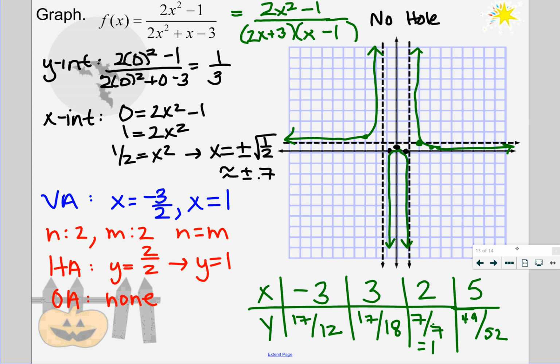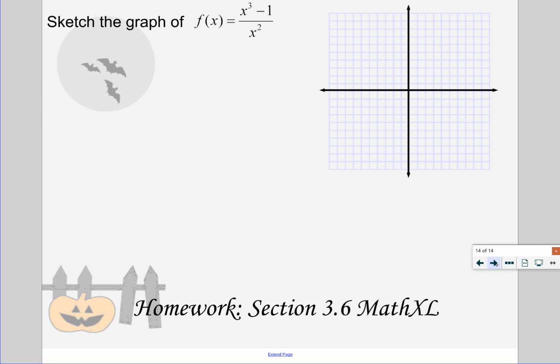Okay, the last problem that we're going to do together, you can just do in your notebook. This one's going to have an oblique asymptote, which is not something that you're going to see on a test that you're going to have to sketch by hand. Instead, this is something that you're going to see in Math Excel when you do your homework, where you're going to have to find the oblique asymptote and then match it with your graphing calculator, okay? So I have f of x equals x cubed minus 1 over x squared.